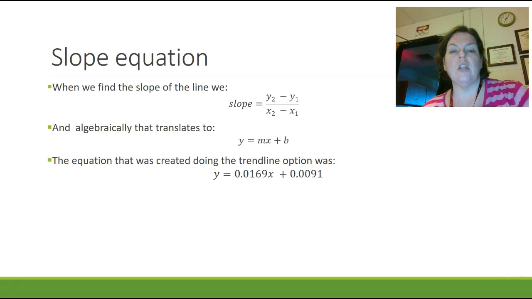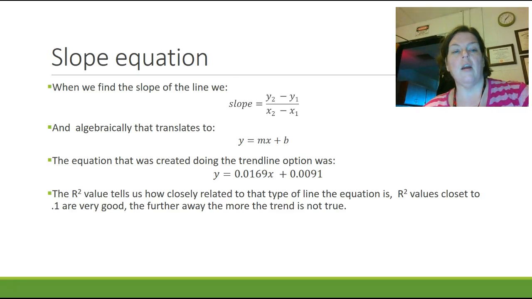Well, if we look at the equation that we got, boy, that looks like y = mx + b. Now we know what the slope of that line is. We know where it meets the y-axis, where the x value is 0. So we get a lot of information from that.